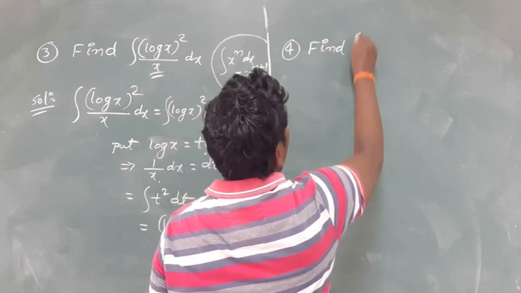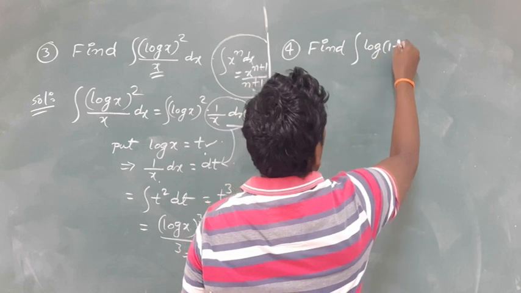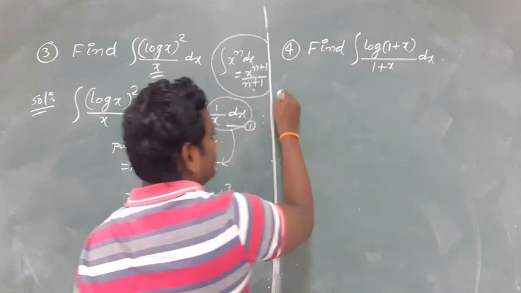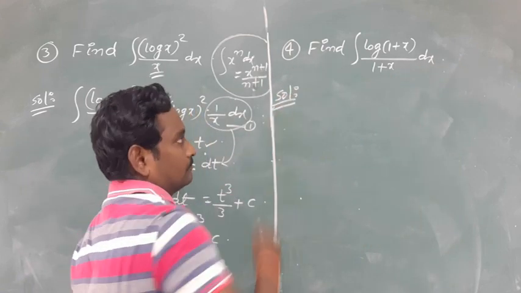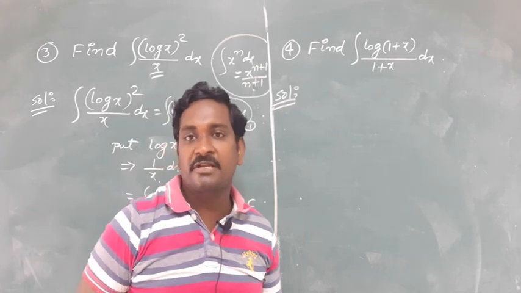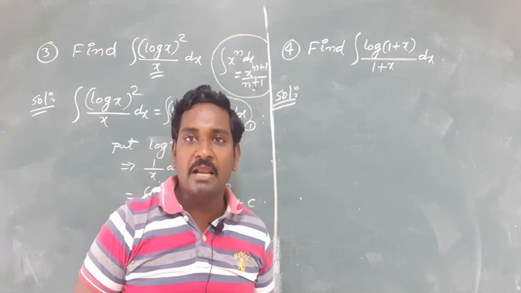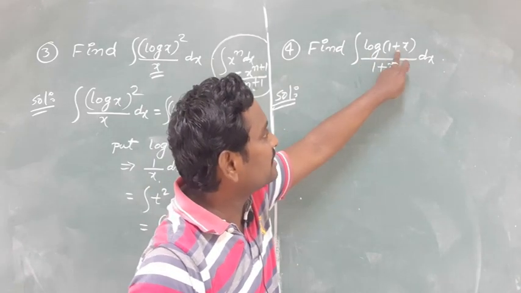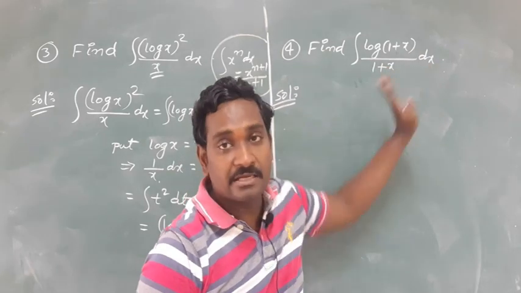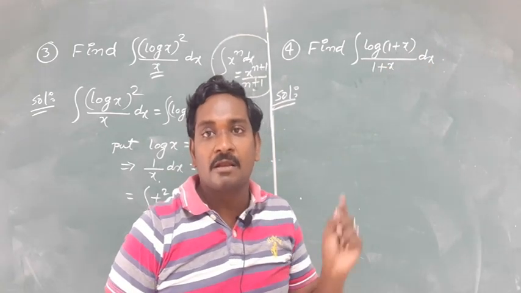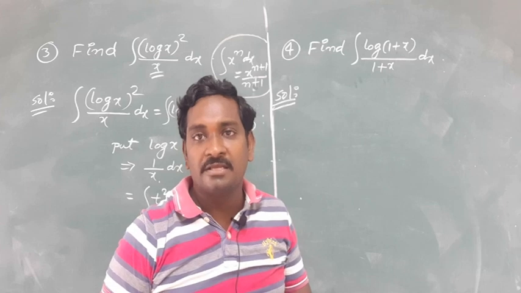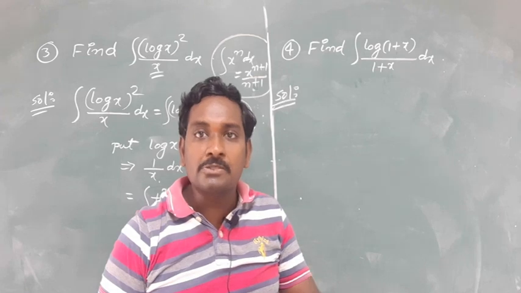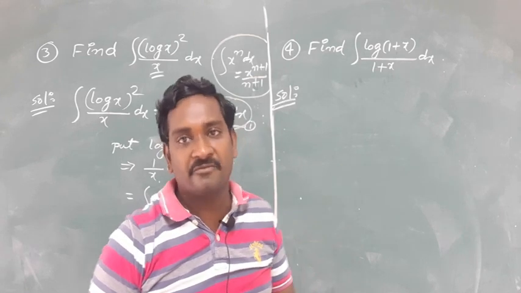Find integration of log of 1 plus x whole by 1 plus x dx. So here also observe the structure of the given problem. Clearly we are observing that the derivative of the term in the numerator, log of 1 plus x, is 1 by 1 plus x dx. That's why simply replace log of 1 plus x is equal to t. In the substitution method, we simply identify a term whose derivative is also another part of the given problem. It's enough.